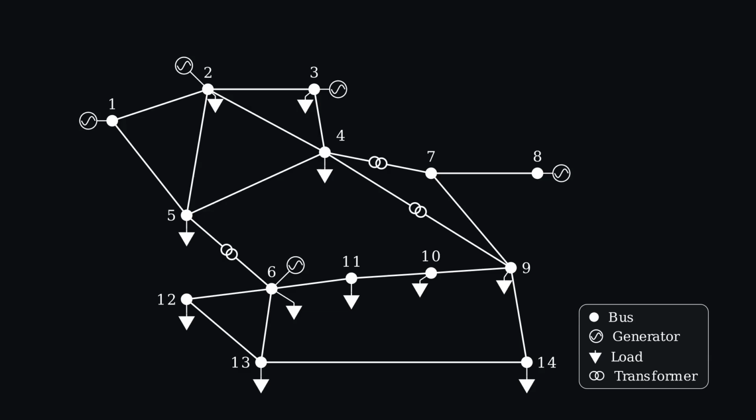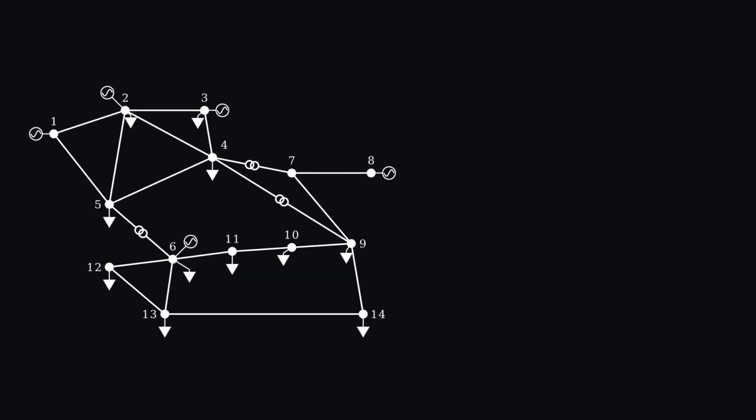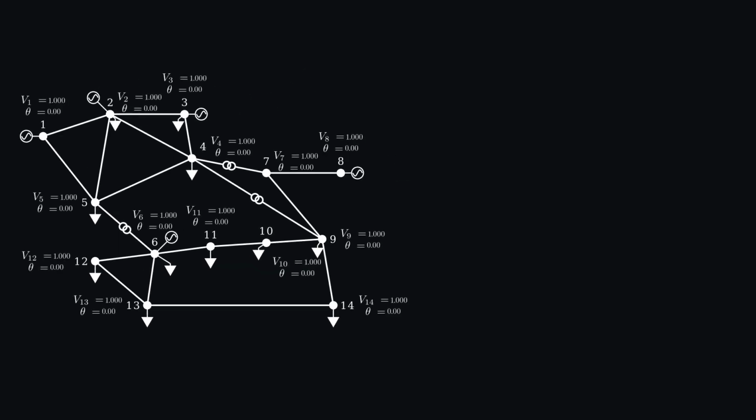expansions or control actions. To track the results of each power flow solution, we add two live readouts to each bus. The top number shows the voltage magnitude in per unit, and the bottom number shows the voltage angle in degrees. These values will update dynamically as we solve the system using different methods.